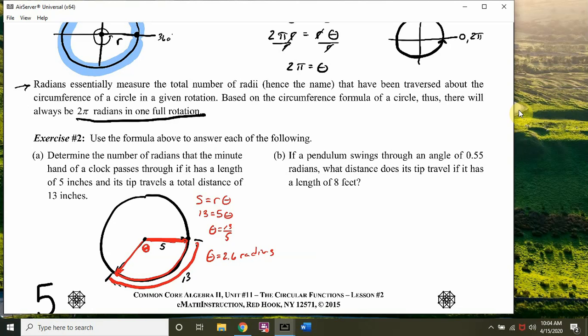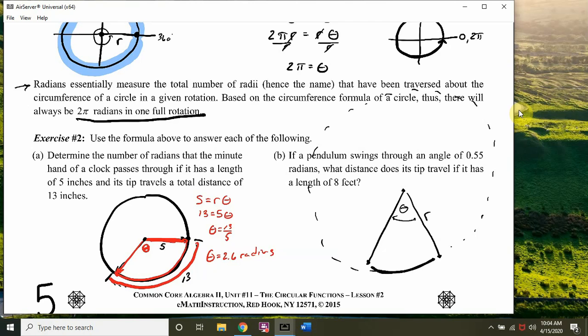Okay? Part B. If a pendulum swings through an angle of 0.55 radians, what distance does its tip travel if it has a length of 8 feet? So picture a pendulum, right? This thing swings back and forth. Well, if you think of it, that's basically a portion of a circle. We could think of the pendulum itself as the radius. Here's the angle that gets created as it swings back and forth, and this portion of it is our arc length.